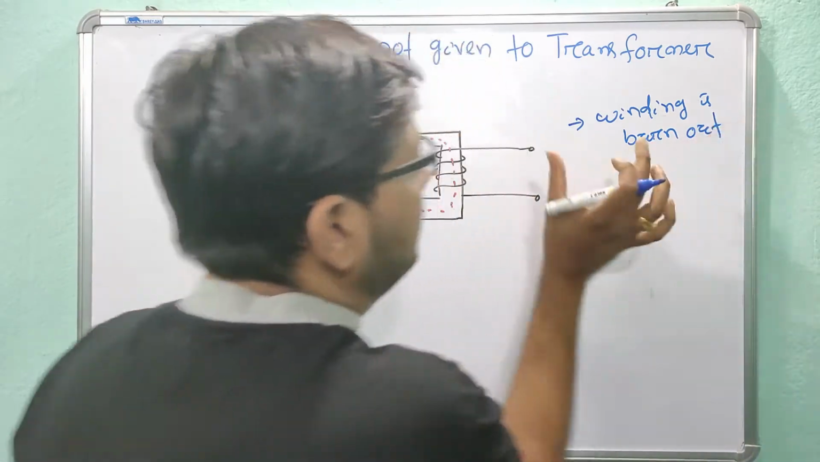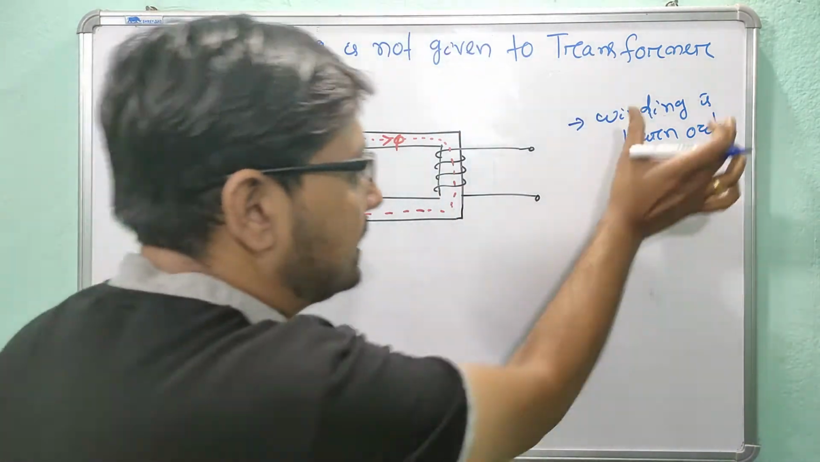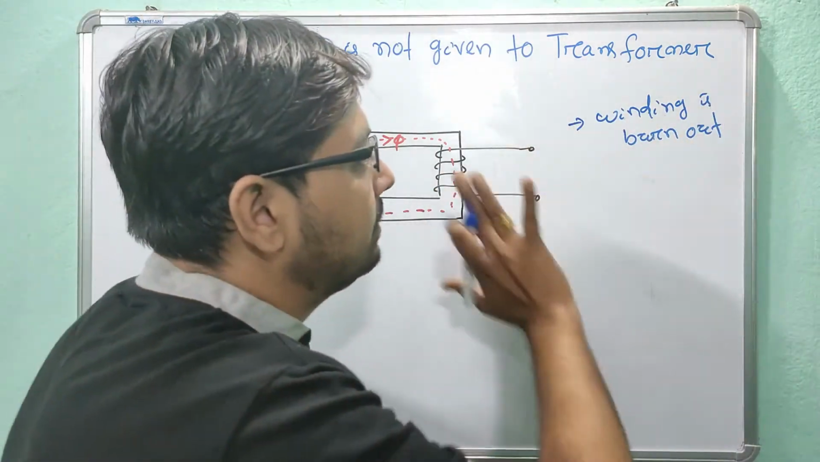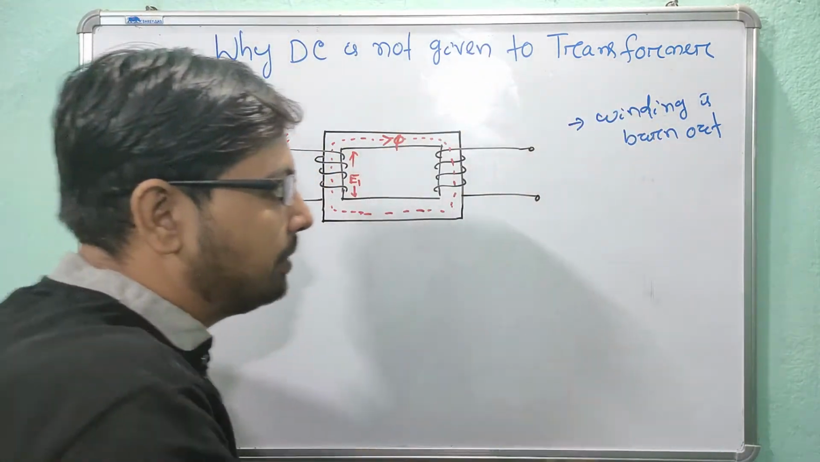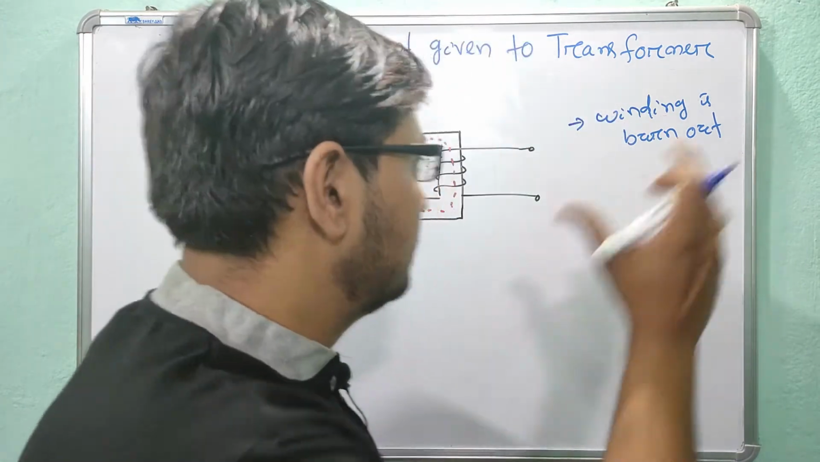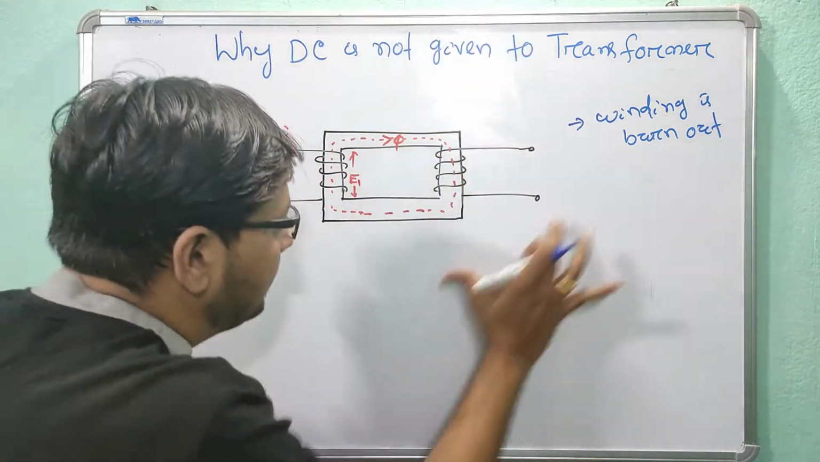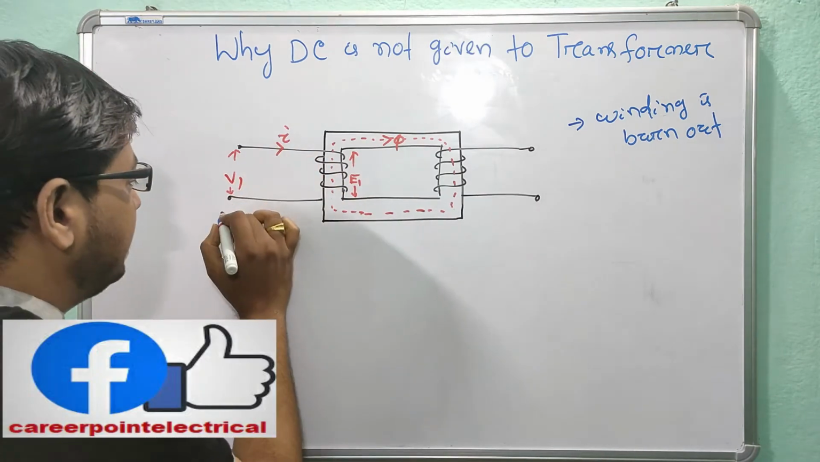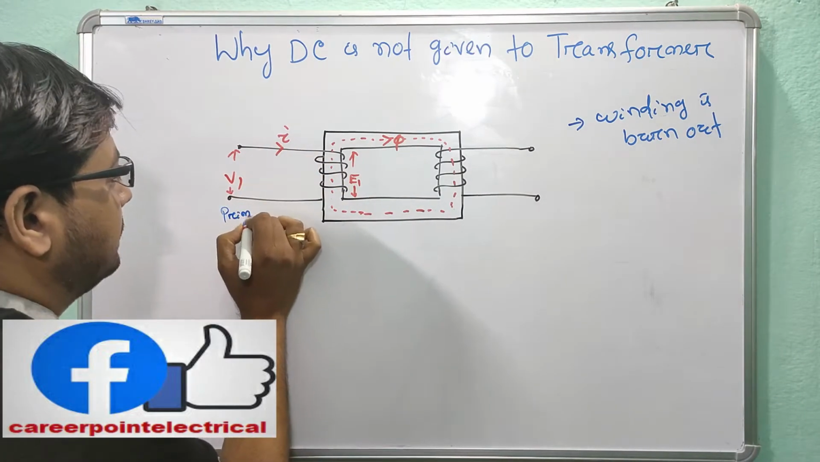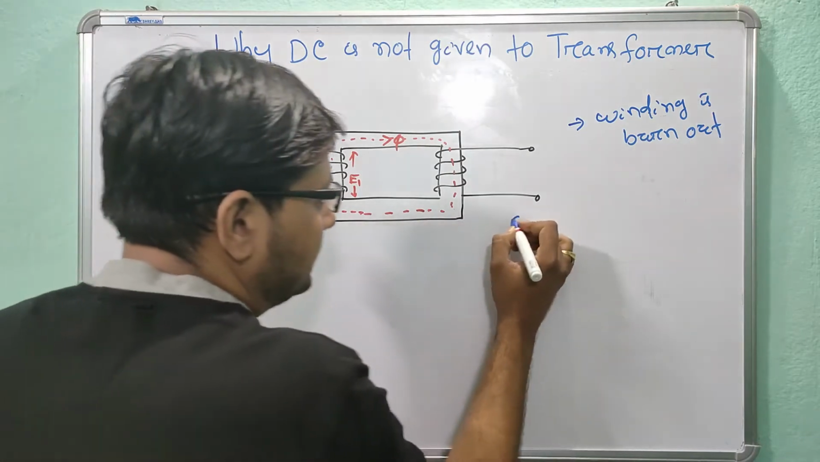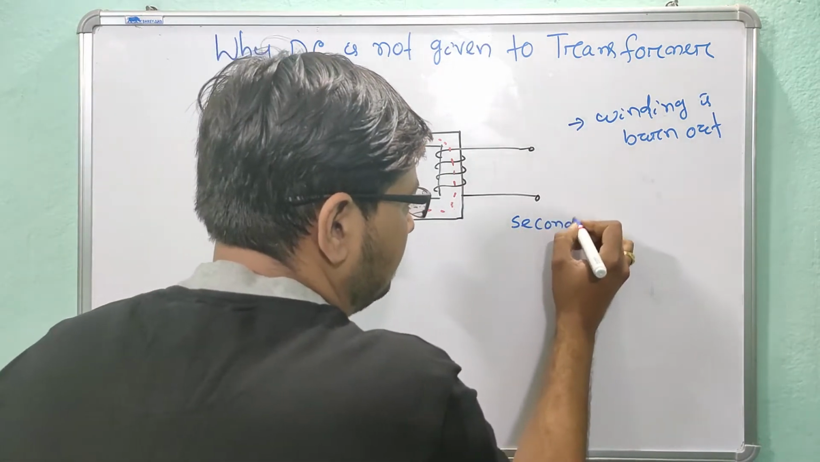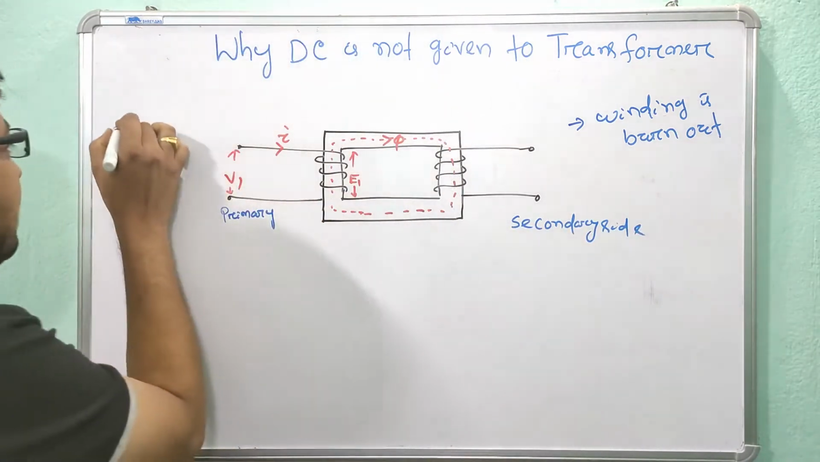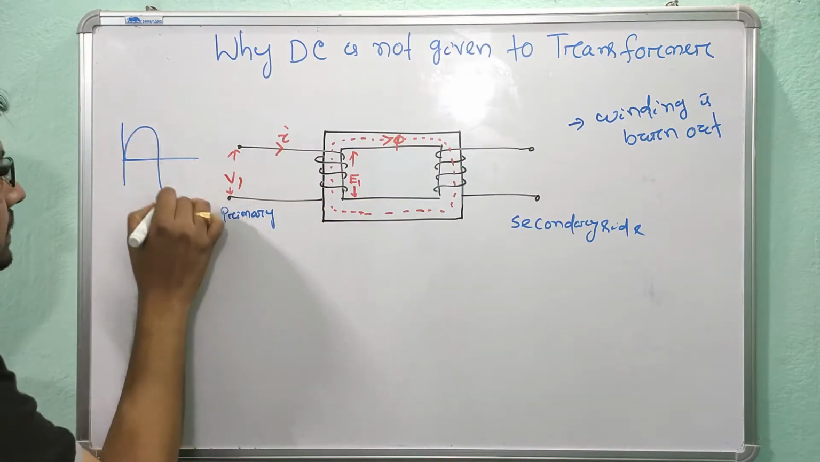So why, if DC is provided to the transformer, is the winding burned out? If AC is provided, there is nothing, the winding is safe. But if DC is provided, the winding is burned out. So for that, I will draw a transformer. This is my transformer, and this is my primary side, and this is your secondary side.